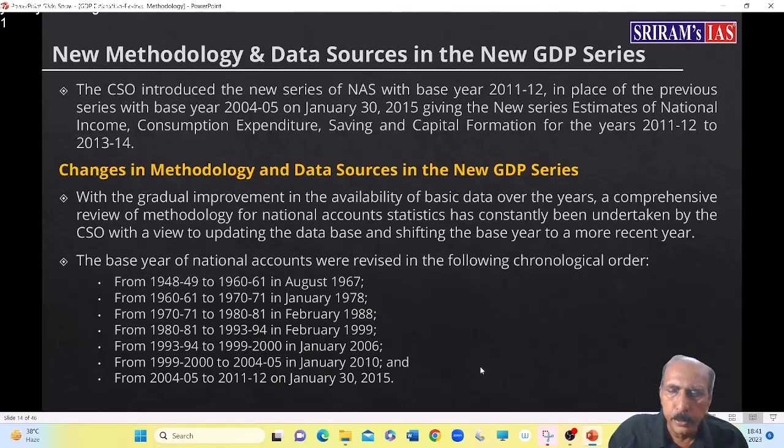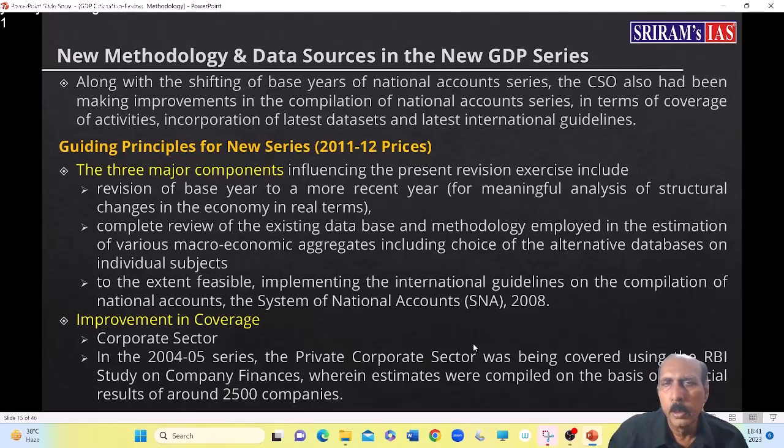And therefore, change in the base year is a normal phenomenon, which we kept changing in the past also over a period of time. But while changing the base year this time, other changes have also been introduced in the methodology, which are very, very important. That is, three major components influence the present revision exercise, the exercise we have introduced in 2015. That is the complete review of the existing database and methodology applied in estimation of various macroeconomic aggregates.